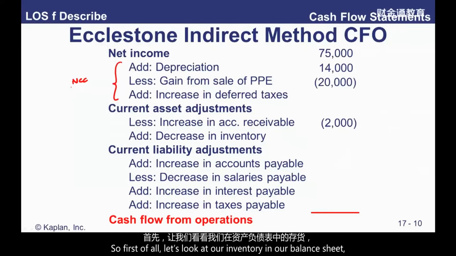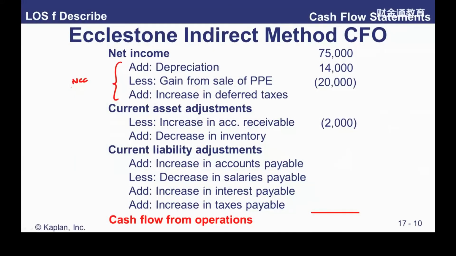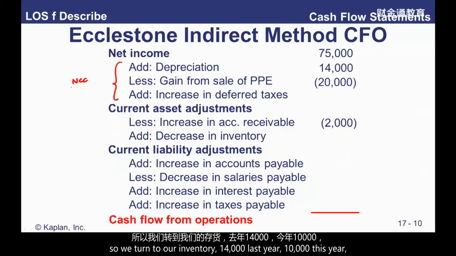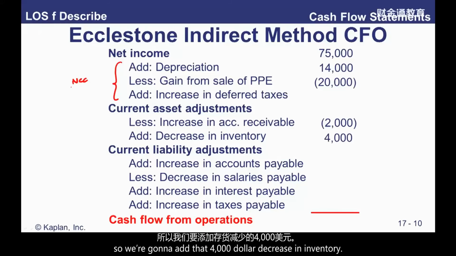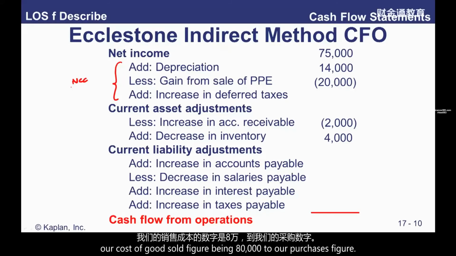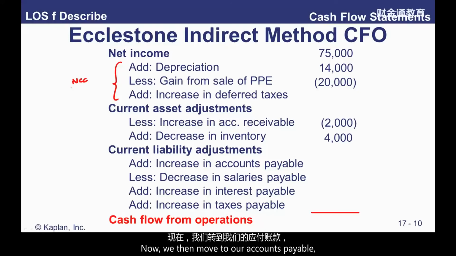So first of all, let's look at our inventory in the balance sheet. When we turn to our inventory, 14,000 last year, 10,000 this year. It's a decrease in an asset, and a decrease in an asset is an inflow, so we're going to add that $4,000 decrease in inventory. That's essentially taking us from the cost of goods sold figure, our cost of goods sold figure being 80,000, to our purchases figure.